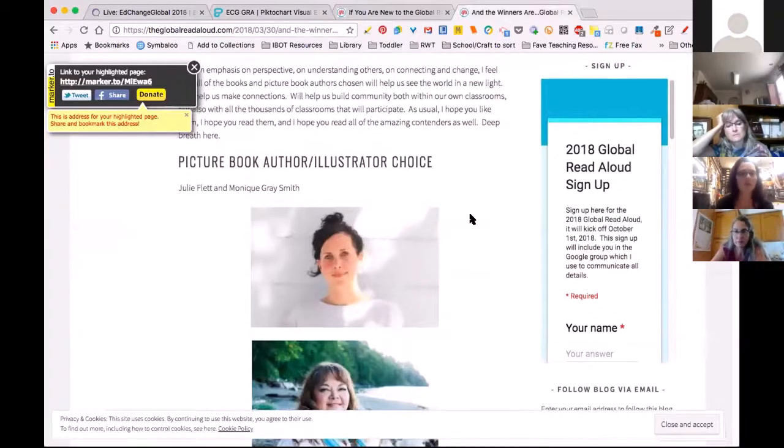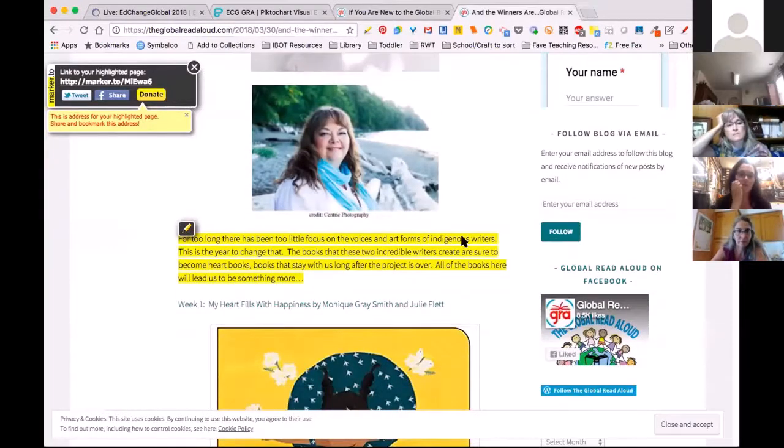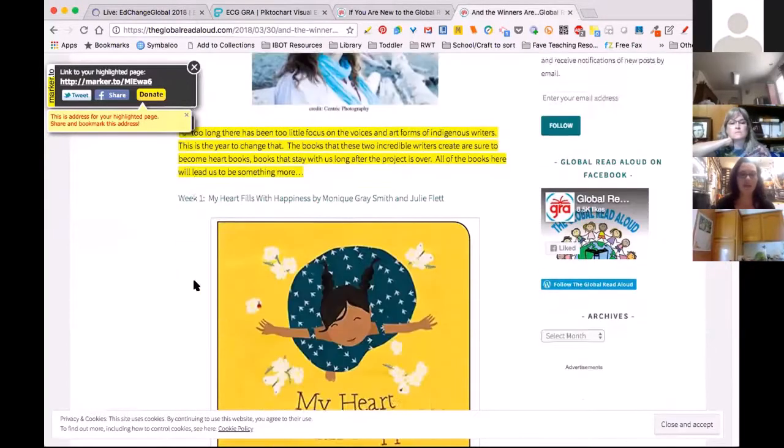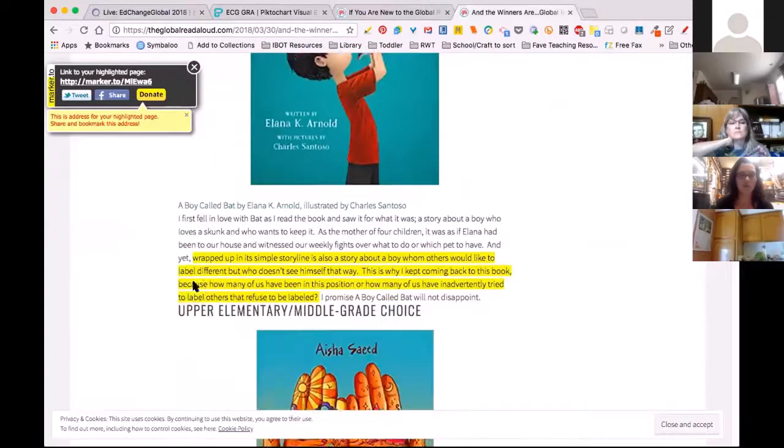Okay, so for picture books and illustrators this year, I highlighted a couple things on the website I wanted to point out. With these picture books, I'm not personally familiar with them and haven't gotten to read them yet, but they sound really good. It talks about the voices and art forms of Indigenous writers, bringing more focus to that this year, and two incredible writers who are sure to become heart books that stay with us long after it is over. And then there's information about each of those books with pictures of them.